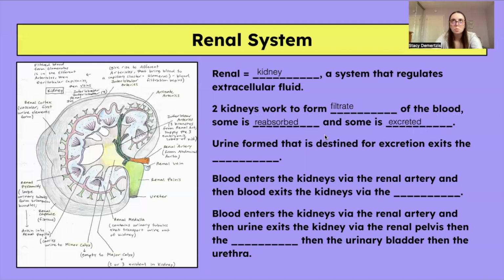But which specific part of the kidney is it going to exit? I'm not talking about the nephron. I'm talking about the actual kidney itself. What is the first structure on the outside of the kidney that is going to connect to the rest of the urinary system so that this urine can be excreted? You can use this picture to help.